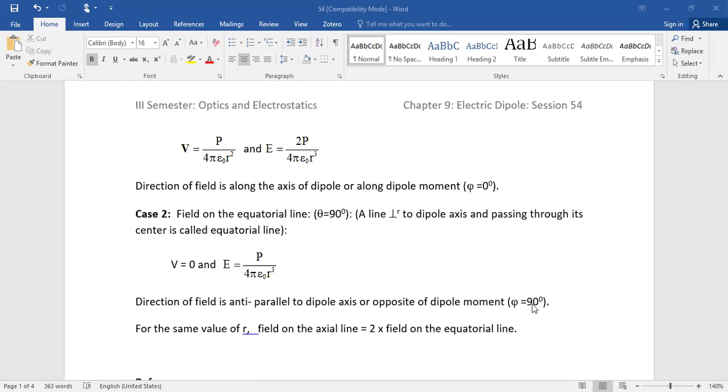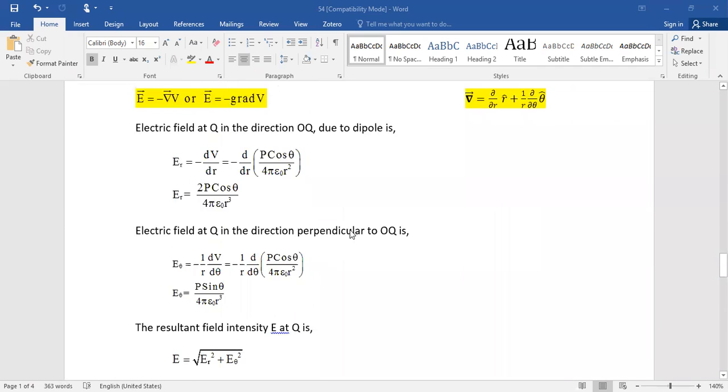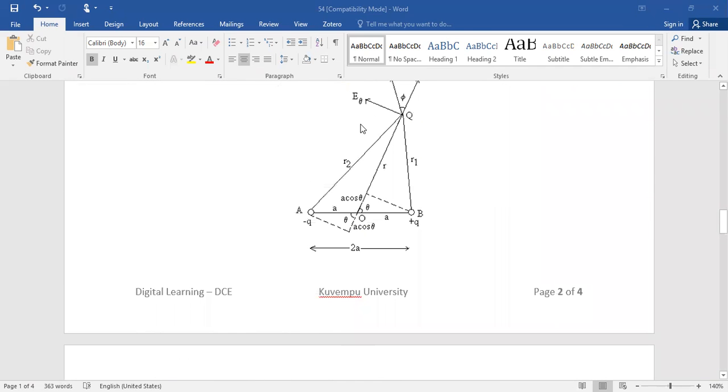Actually, phi will be 90 degrees. Then the direction of the field is anti-parallel to the dipole axis, or opposite to the dipole moment. That is, on the equatorial line, the field will be opposite to the dipole axis or dipole moment.